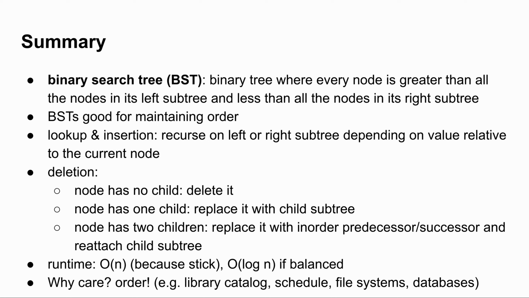If the node has no children, then we just delete it. If the node has 1 child, we replace it with the child subtree. If the node has 2 children, we replace it either with its in-order predecessor or its in-order successor and reattach the child subtree. The runtime of all these operations is O of n because we could get a stick, but it is O of log n if the tree is balanced. Lastly, we care about binary search trees because they are great for storing ordered data such as a library catalog or an appointment schedule, and they are applied frequently in file systems and databases.